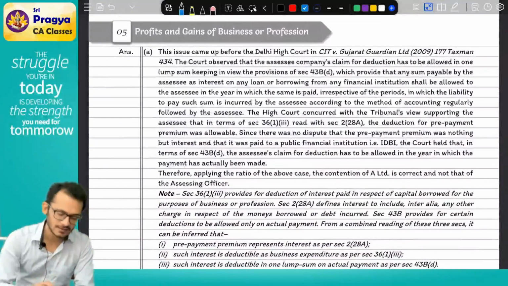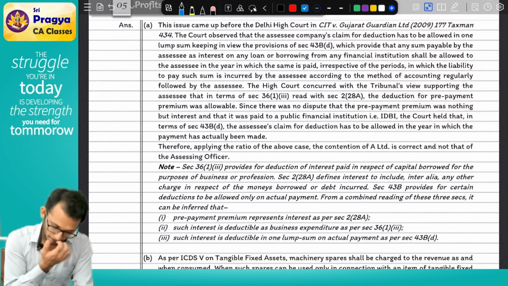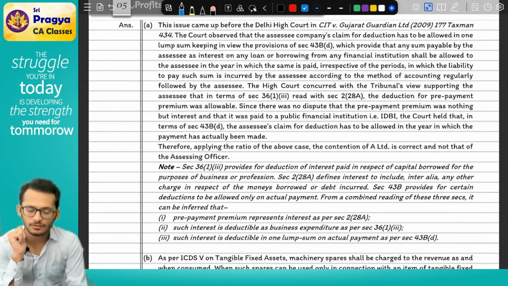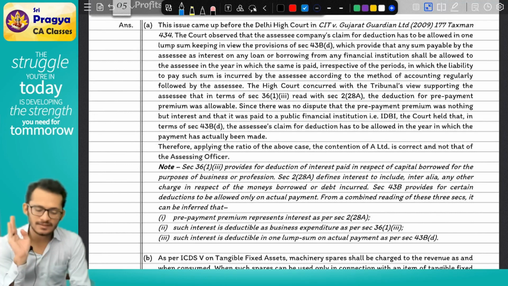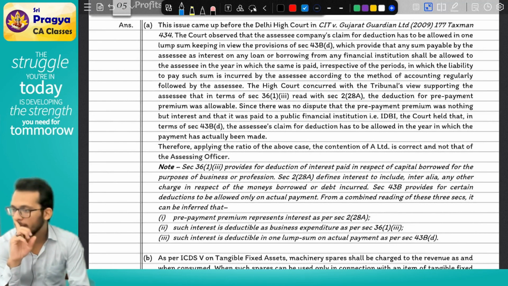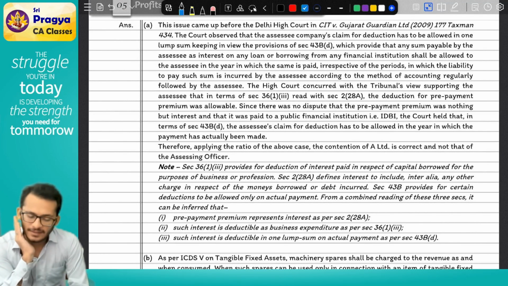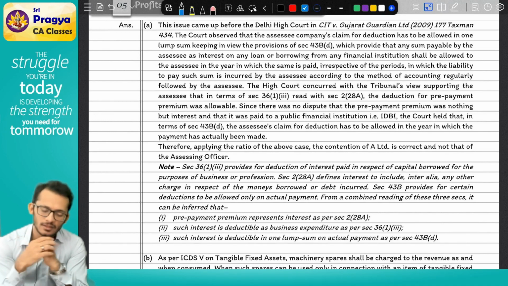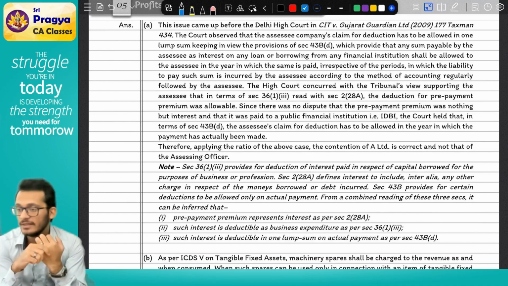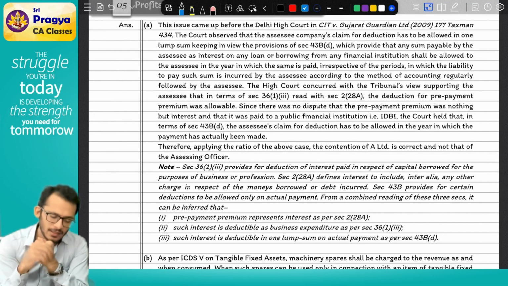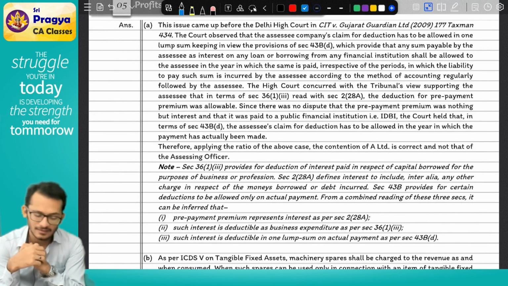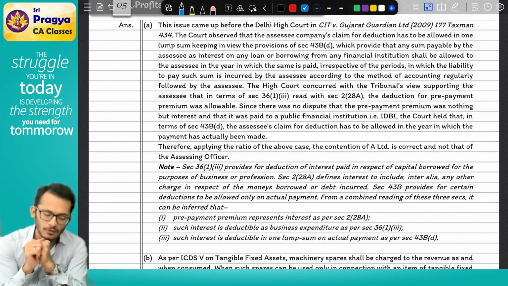Assessee is right. Read the question. It says, the issue came up before the Delhi High Court in the case of CIT versus Gujarat Guardian. The court observed that the assessee company's claim for deduction has to be allowed in one lump sum, keeping in view the provisions of 43B subsection D, which provides that any sum payable by the assessee as an interest on any loan or borrowing from any financial institution shall be allowed to the assessee in the previous year in which the payment is made, irrespective of the periods in which the liability to pay such sum is incurred by the assessee according to the method of accounting regularly followed by the assessee.